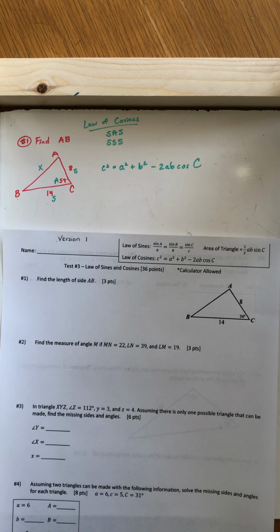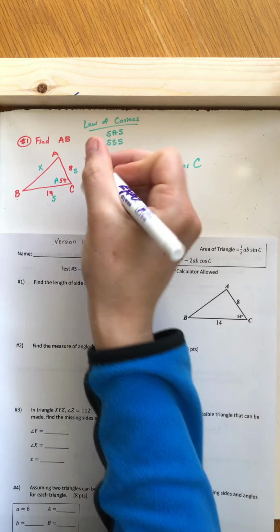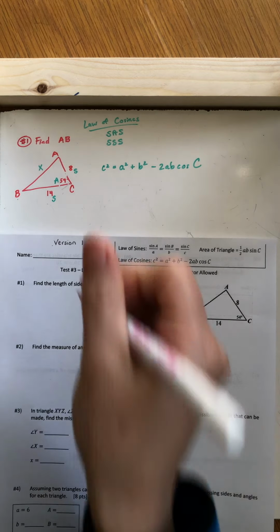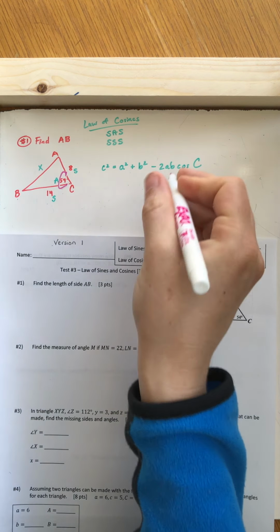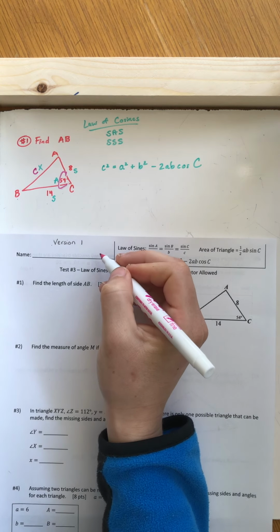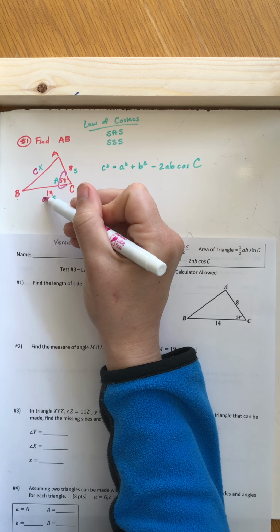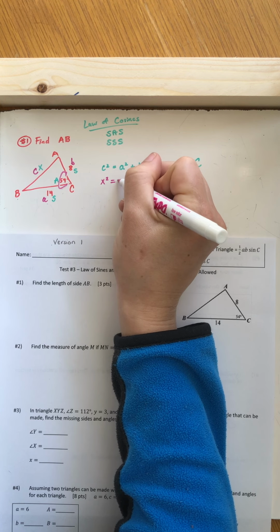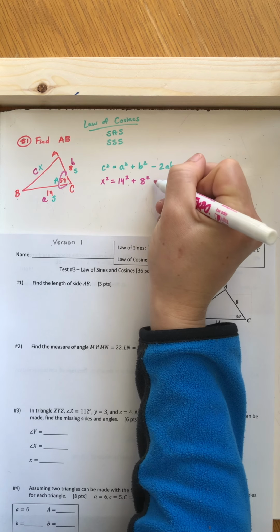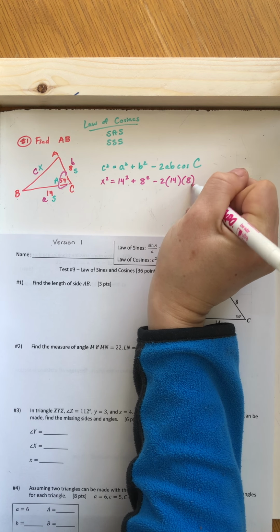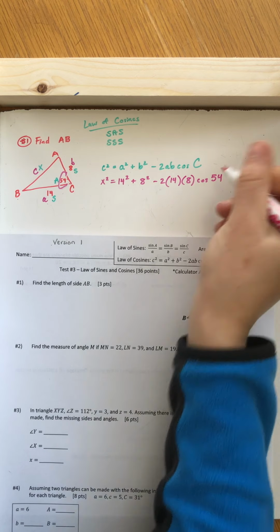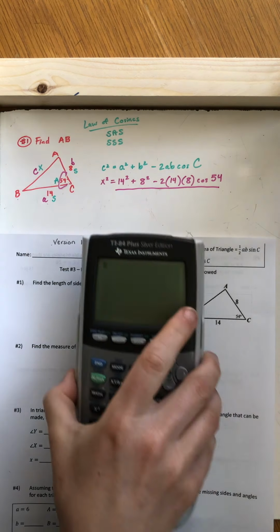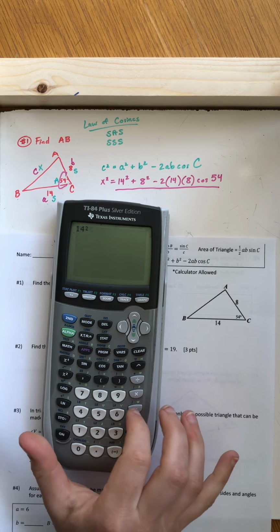So I'm going to go ahead and relabel my triangle. Big C is going to be 54 degrees. Little c is going to be what I'm trying to find. And A and B don't matter. So I'm going to plug in those numbers. Now since this side is entirely all numbers, I can just enter that in my calculator just the way that it is.